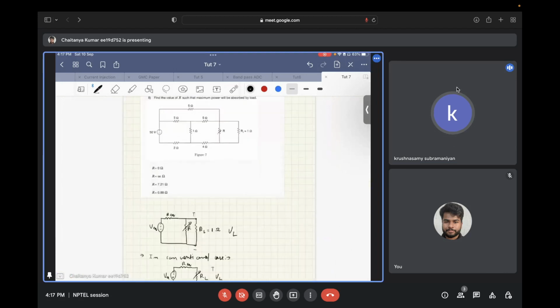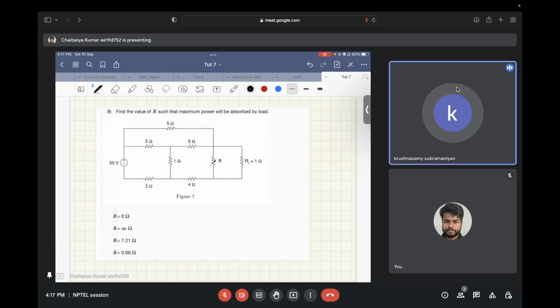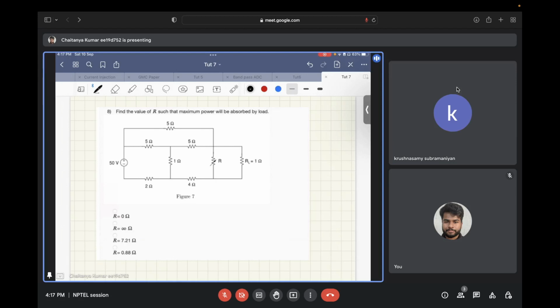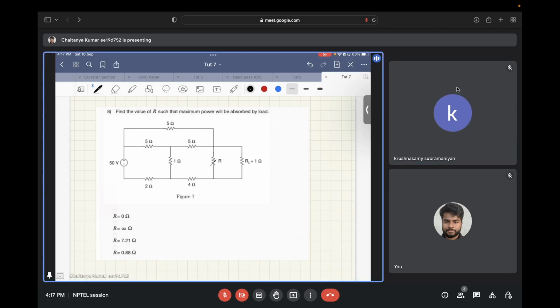So now let's move to, Sir, this problem, probably I got 0.88. I have a doubt on this problem. Please solve this. Yeah, so we will get to it.